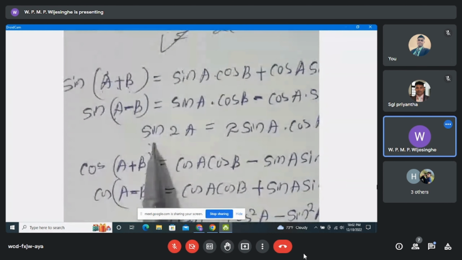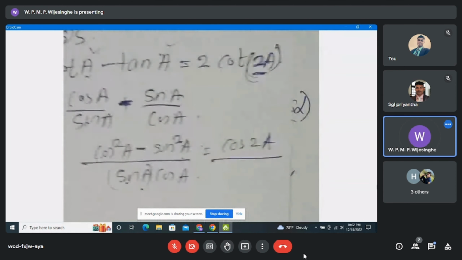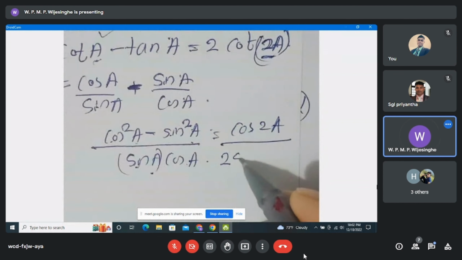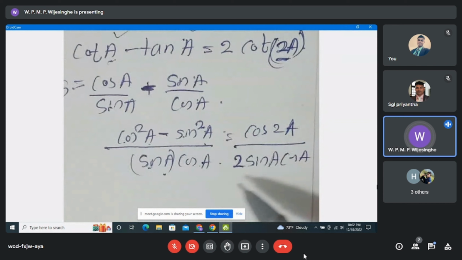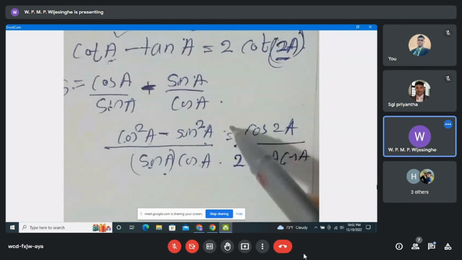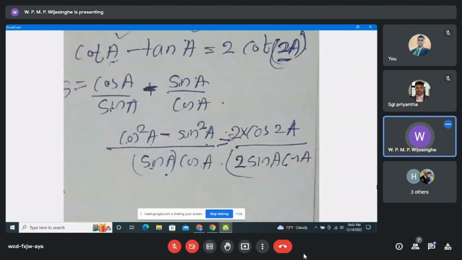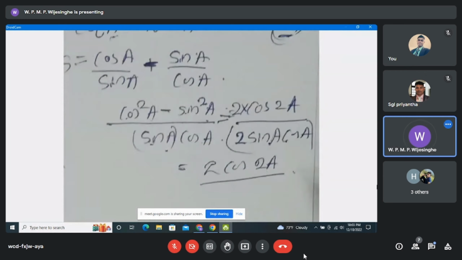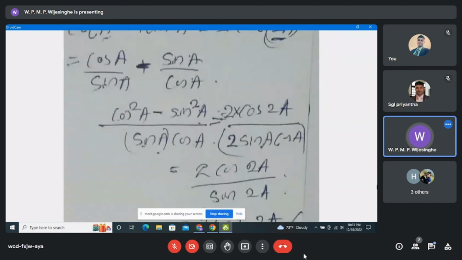what's the relationship? Sin 2A is equal to 2 sin A cos A. So I add here 2, then I can write sin A cos A. But to keep this term as it is, I divide the numerator also by 2, right? Then here it is 2 cos A. This is sin 2A. Then cos A divided by sin 2A, 2 cot 2A, right?